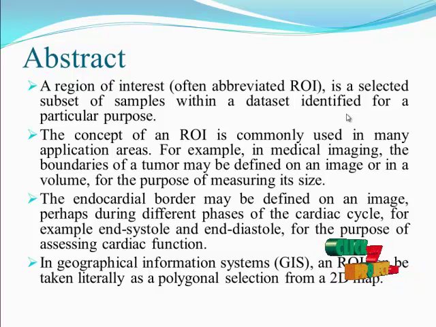In geographical information systems, an ROI can be taken literally as a polygonal selection from a 2D map. A region that draws attention is defined as a focus of attention, which is considered an ROI or a target. Several computational models have been developed to simulate the human visual system. The remainder of this paper is organized as follows.